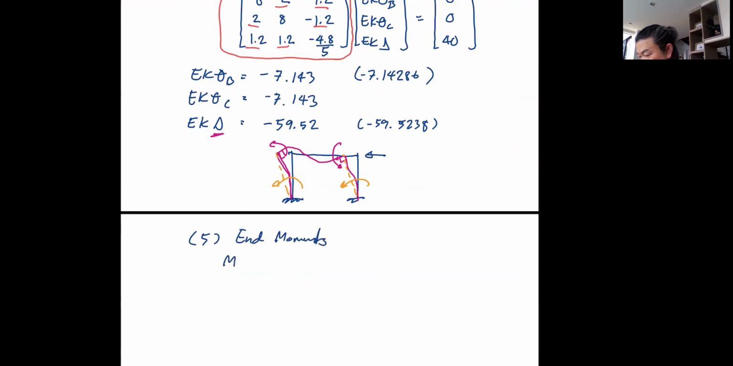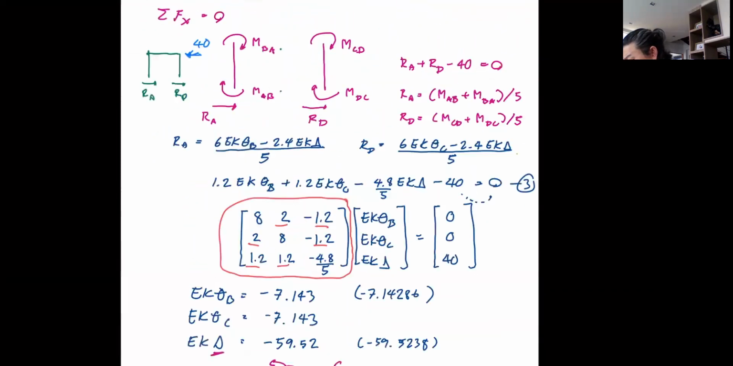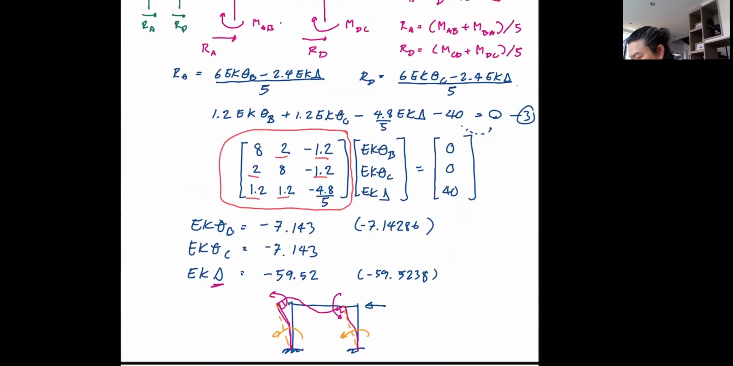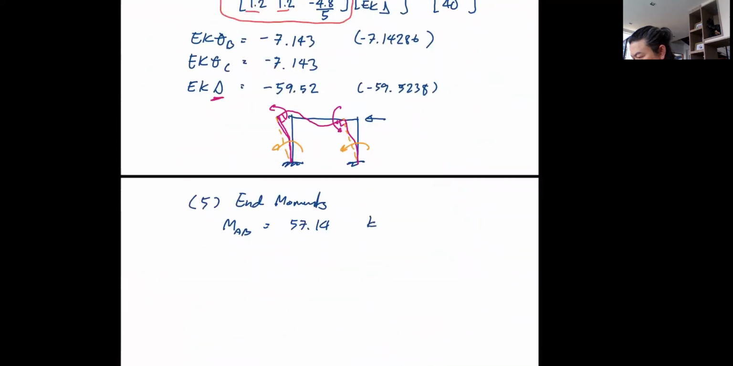That MAB is 57.14. What's the unit here? Oh, kilonewton meter. MBA is 42.86 kilonewton meter. And MBZ, you would expect it to be equal and opposite of this, and it is.